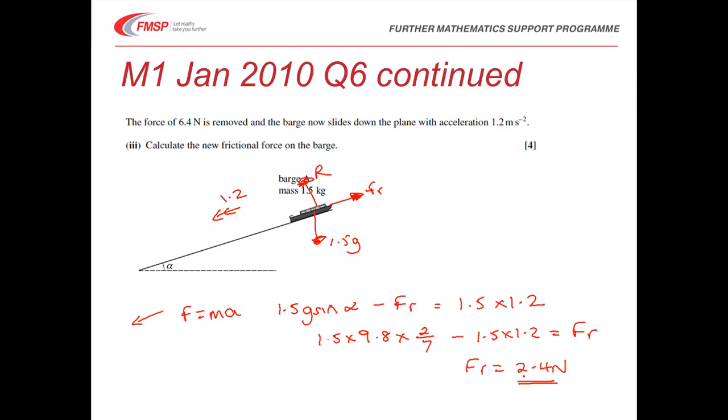There were 4 marks for this part of the question. Applying Newton's second law gave a method mark. Getting this equation, perhaps with a sign error, got an accuracy mark. We got an accuracy mark there. And then the 4th mark, calculate the new frictional force on the barge. We need to say 2.4 newtons, and we need to say up the plane, so we need to give the direction, and the direction is important for getting that 4th mark.